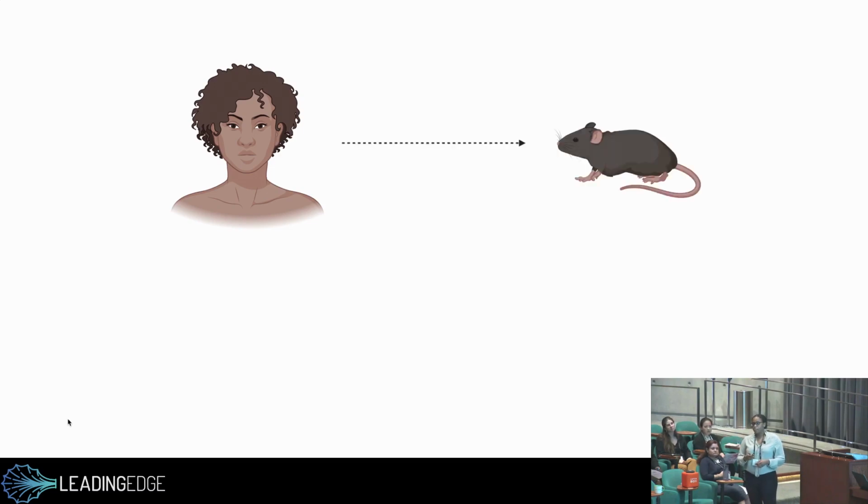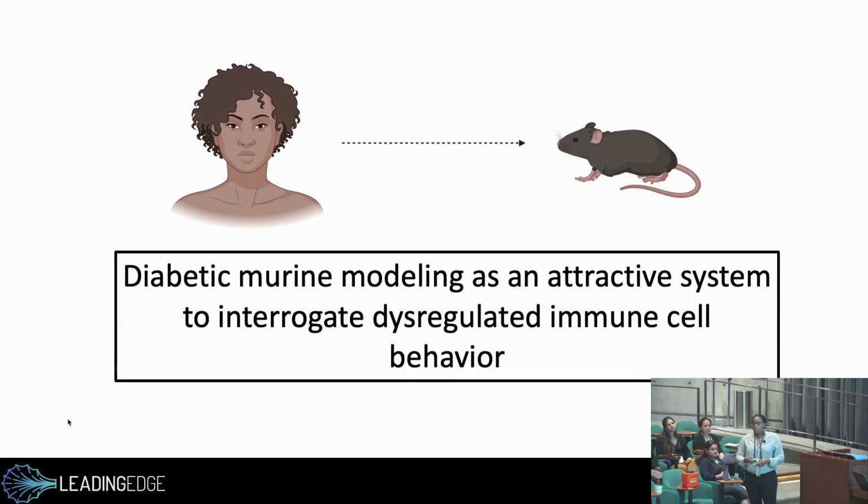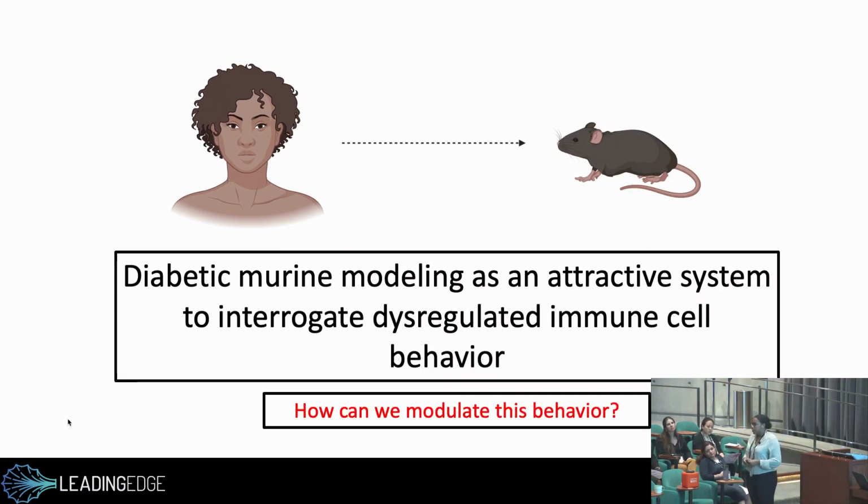And those of us that do human work, I'm sure, are very fond of IRBs and patient recruitment and trying to get that N number high, which is always a challenge. So in thinking about how I can interrogate this immune response, I have to think about other models I can use. My work uses mice, specifically diabetic mice, trying to understand how this dysregulated immune response is promoting this pro-inflammatory chronic wound. And more specifically, how can I modulate this behavior?